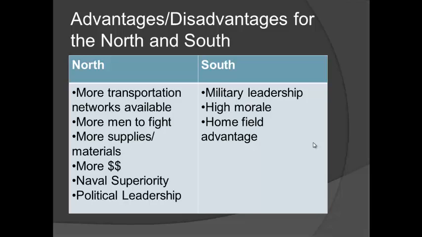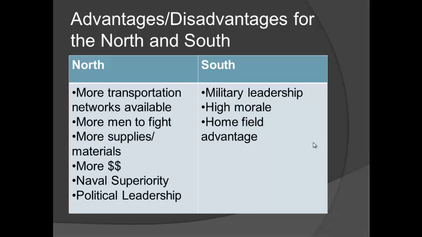So for the North specifically, we see the North, because it becomes more industrialized at the time, has more transportation networks available, more railroads, which will be beneficial to move men and goods to the front during the actual conflict. Also, we see more men to fight. Some of the largest metropolitan areas, places like Boston, New York City, you will find within the Union. So they have a large pool of men to draw from.